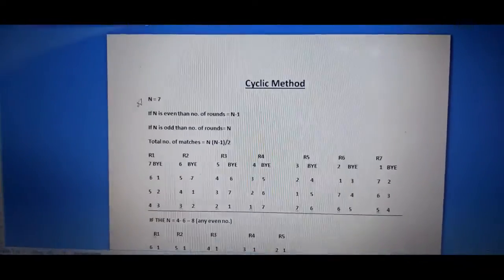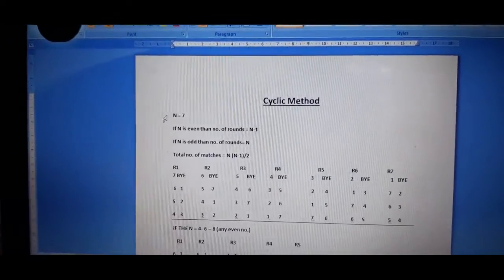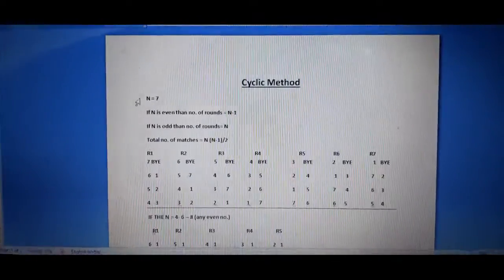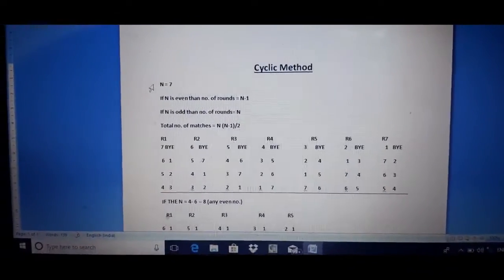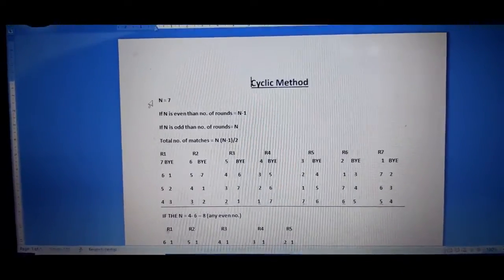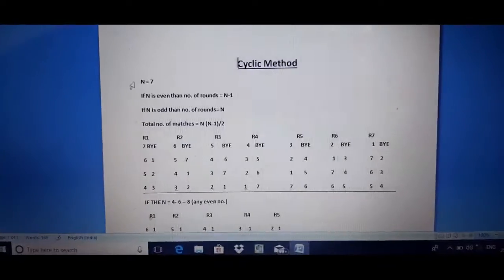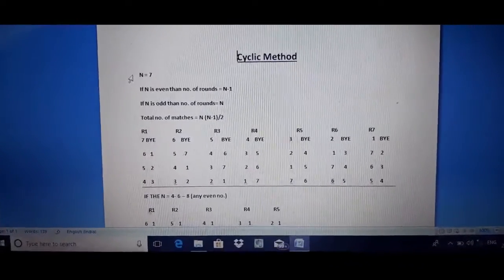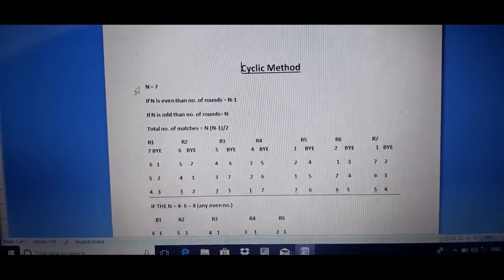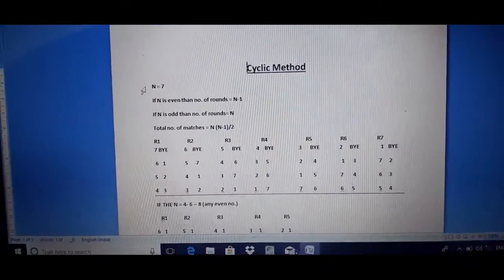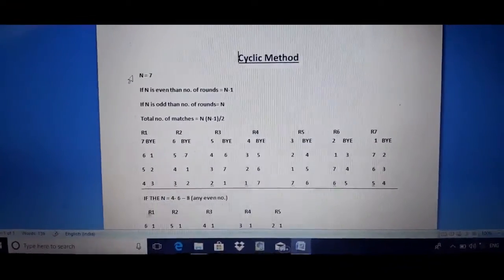Good morning, students. As we have finished with the knockout methods, now we are going to understand the league method. What is the league method? I have already explained to you that every team has to play with every team once. That is single league. And every team has to play with the other team twice. That is known as double league method.